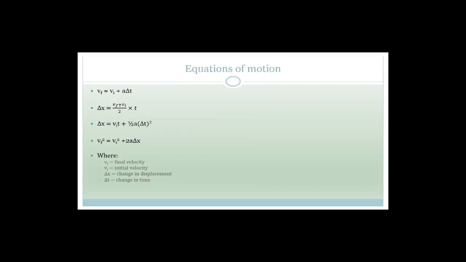Delta X is equal to (VF plus VI) over 2 times delta T. Delta X is VI t plus a half a delta t squared, and VF squared is equal to VI squared plus 2a delta X, where VF is your final velocity, VI is your initial velocity, delta X is your change in displacement, and delta T is your change in time. Right, so the best way to do this is actually to do some examples. So this is what we're going to do.